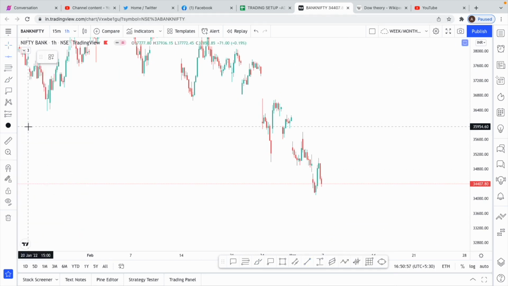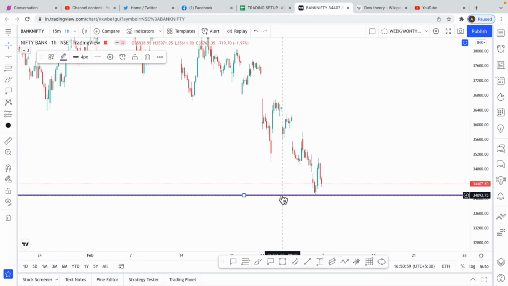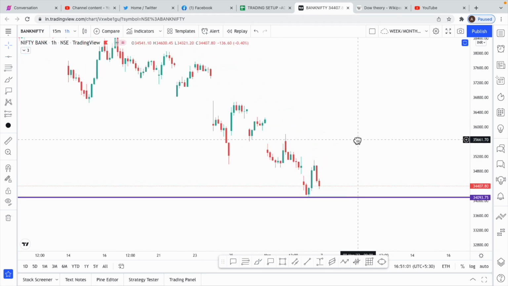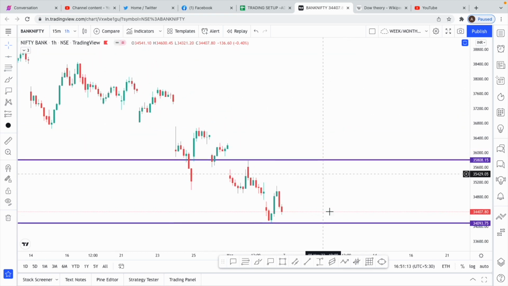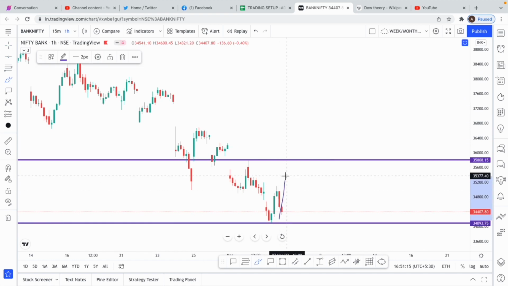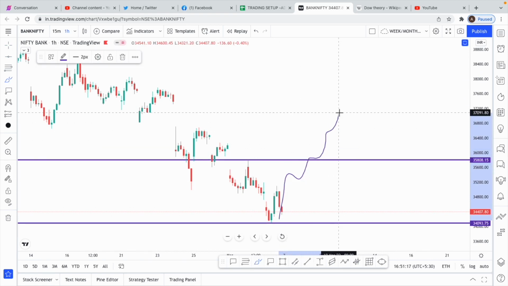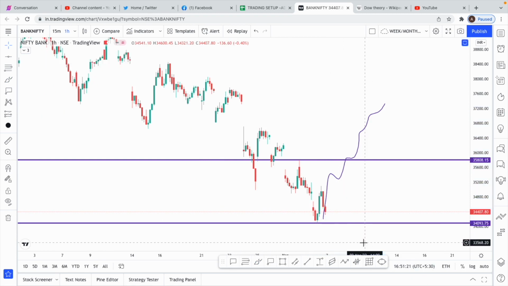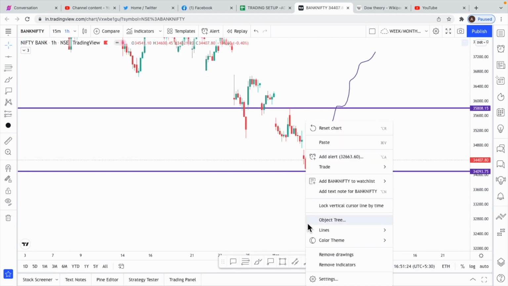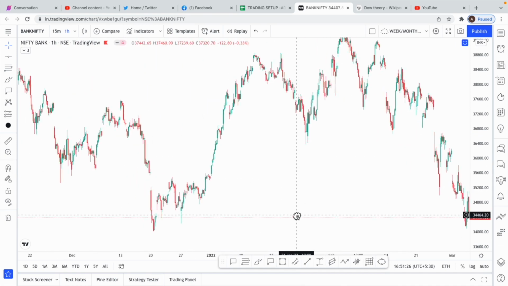Now say if this low holds, when will the market change? If this low holds and this high is taken out, right, 35,800, then we might start seeing the market reversing into an uptrend, right? But if this low breaks, again we will be making a new lower low. Now let me show you the change of trend.